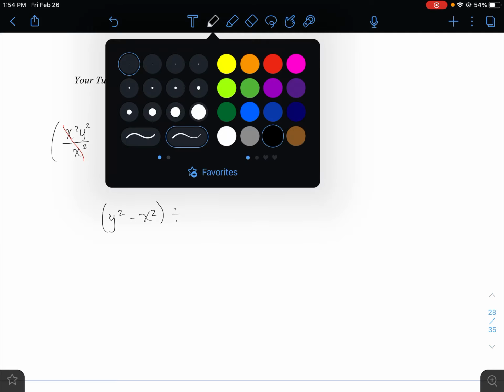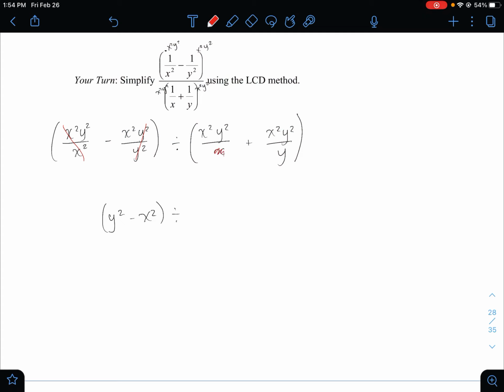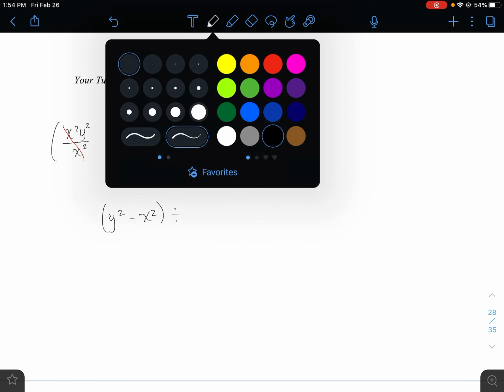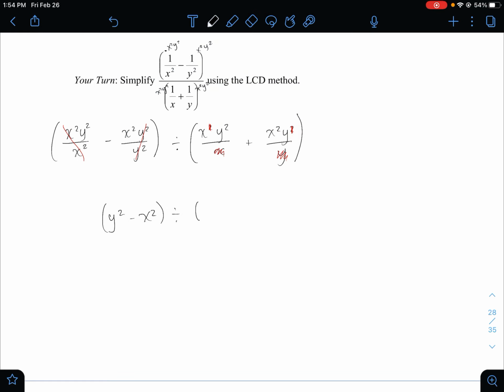Divided by, now let's look at the next one. This x goes away with one of those. That y goes away with one of those. So divided by, my fractions are gone, so xy squared plus x squared y. Now I wrote it like a division problem horizontally, but I'm going to go back and rewrite it vertically. The LCD method just eliminates all of your fractions.